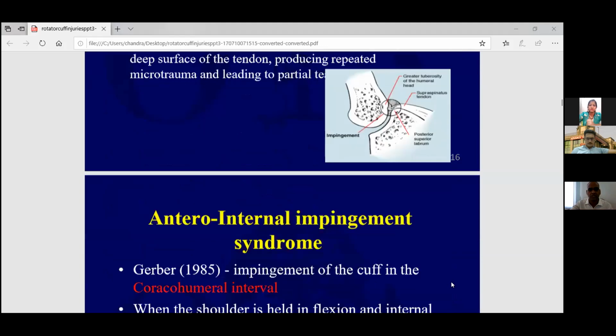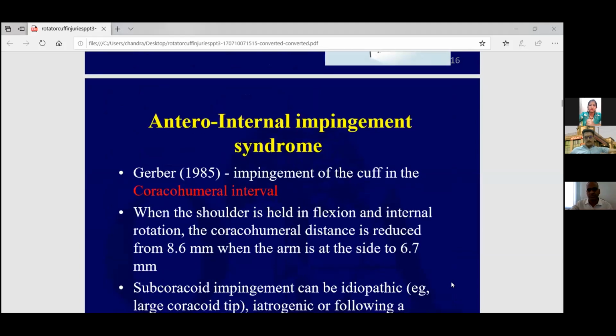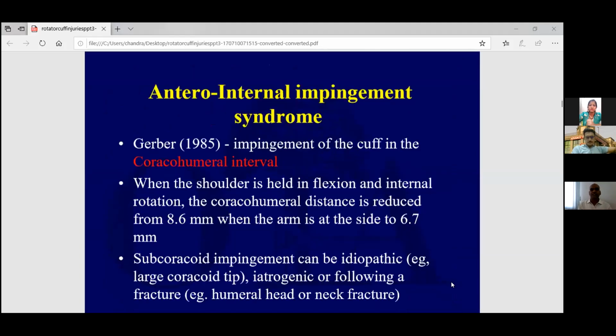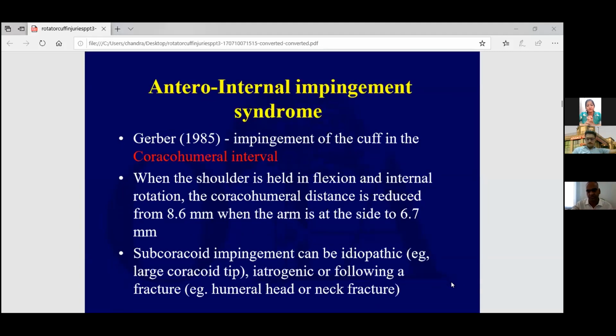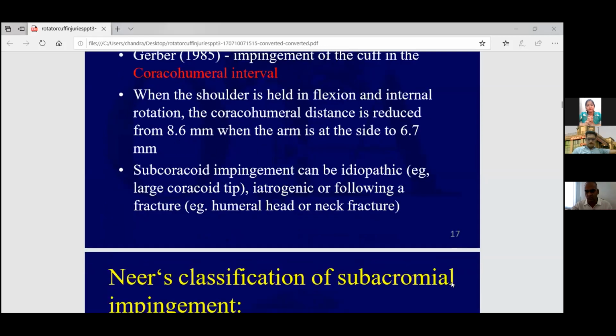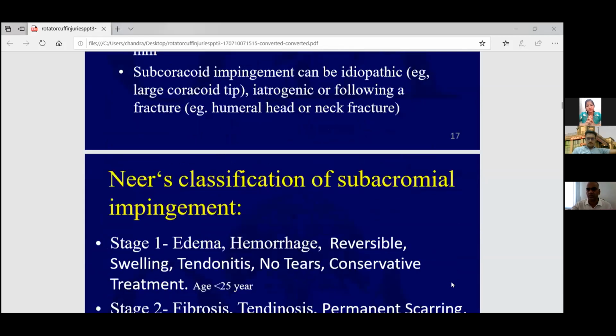Then the third one is the antero-internal impingement syndrome, described by Gerber in 1985: impingement of the cuff in the coracohumeral interval. There is no impingement because of the glenoid cavity or the coracoacromial arch. Here the impingement is because of the coracohumeral interval. So these are the three most common types of impingement syndrome for the shoulder joint.